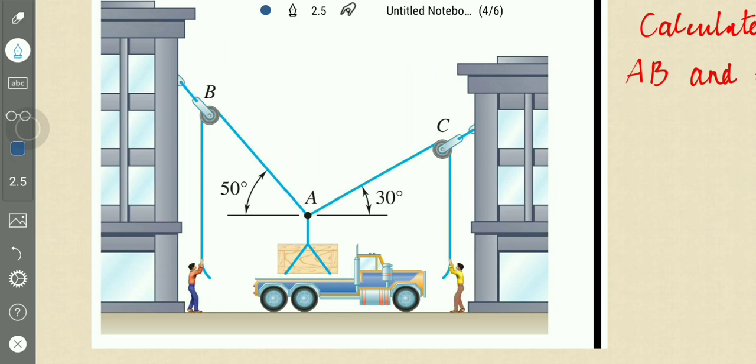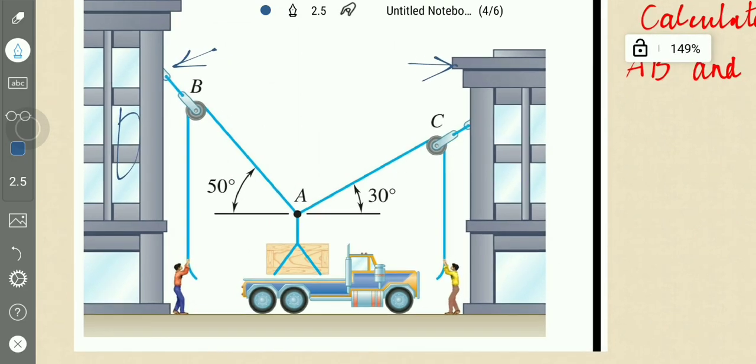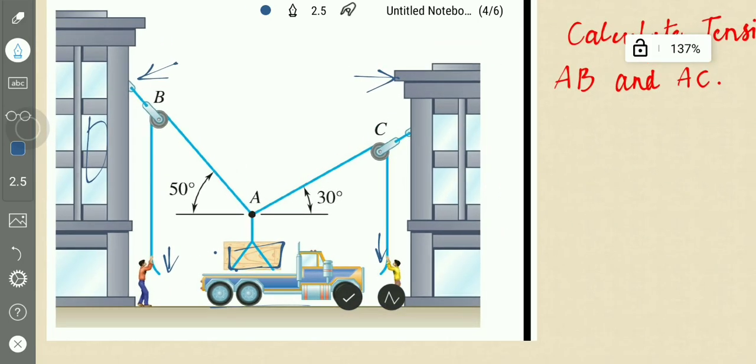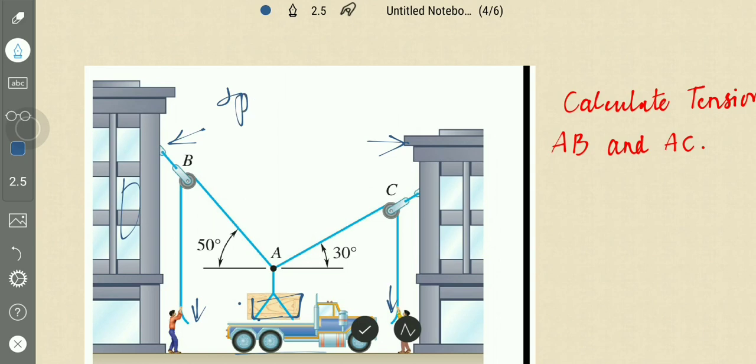So these are two buildings. This is one building, and this is another building. First there is a block placed on the floor, and when the truck approached here, they are lifting. One is lifting here and another one is pulling here, so that this block is lifted and to be placed on the bank. So this is the space diagram, what we call the space diagram.